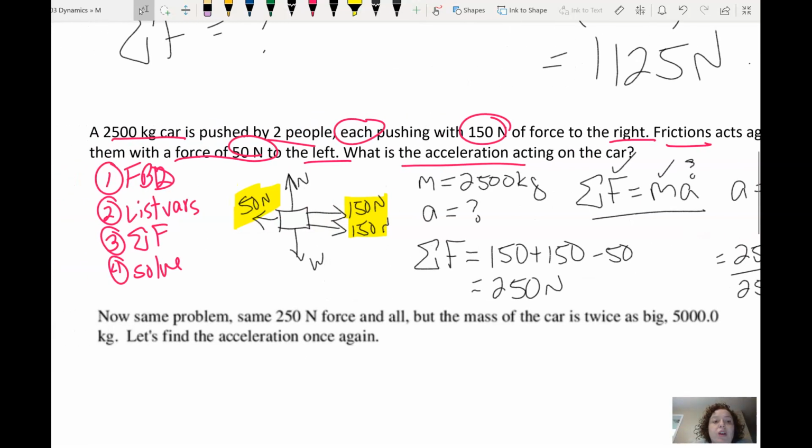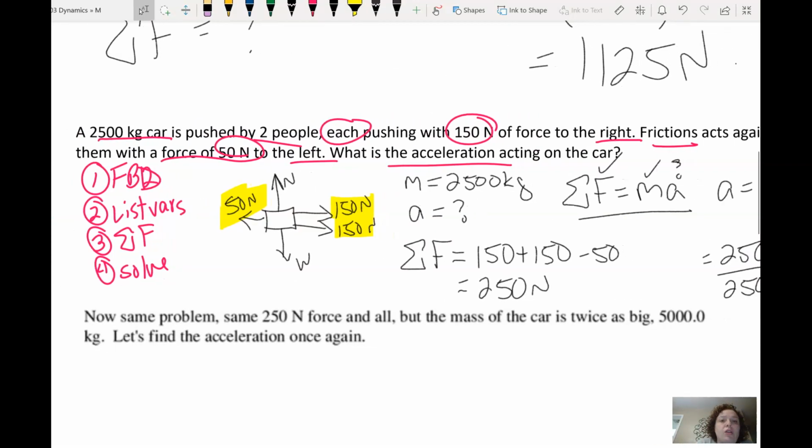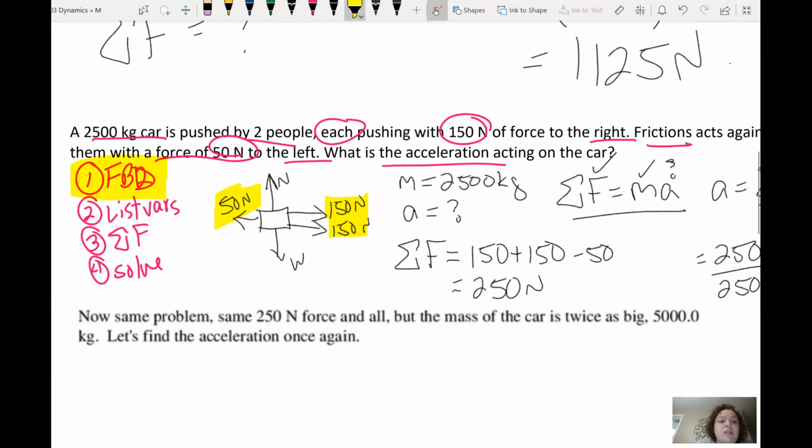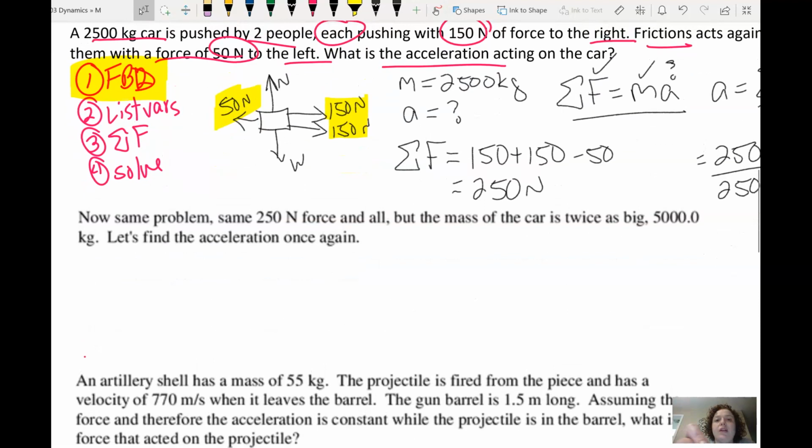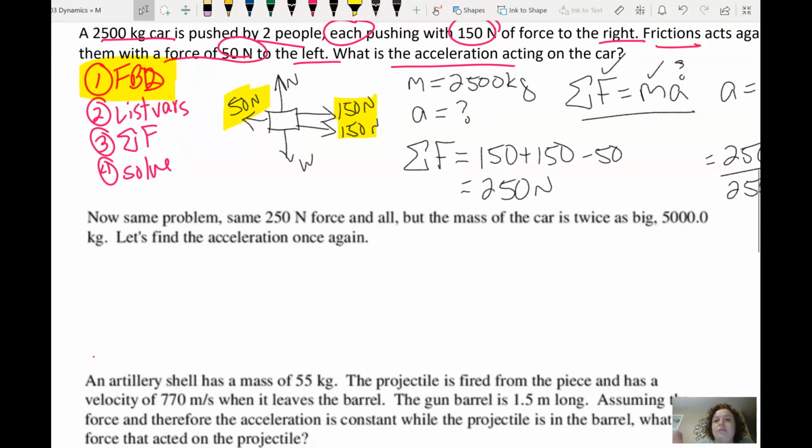So if you remember, if you've got more than one force, you really need to do the part where you list your free body diagrams. Now our next problem is the same thing, but says we're going to double the size of the car. It's twice as big. So this is a little bit of proportional reasoning. So let's do it like this.